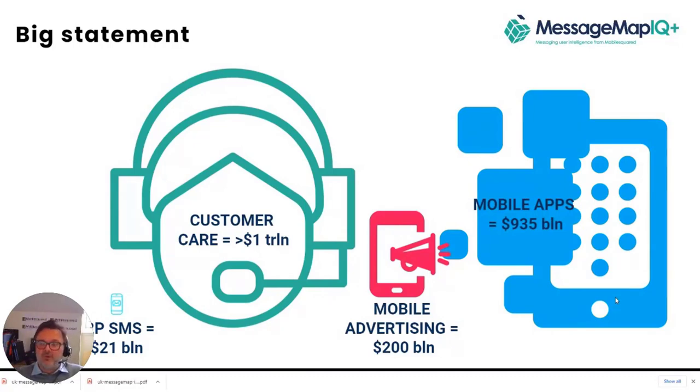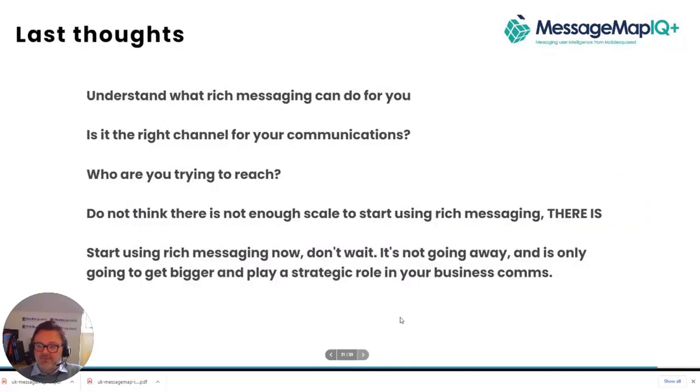So there's a long way to go, but we're still just starting to understand how we use things, what we do things. So just to leave you with some last thoughts, it's really understanding what rich messaging can do for your business. Is it the right channel for the type of communication that you want to send out? And also you've got to understand who you're trying to reach. This is all very basic, all 101 stuff. But this is where I think things get slightly different.